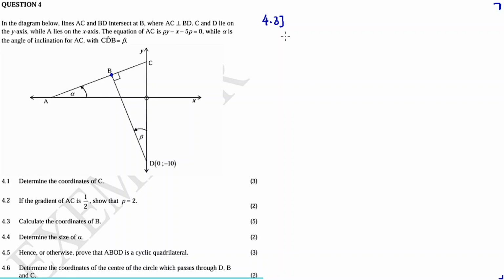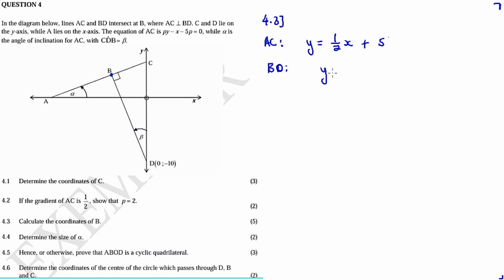So remember what we did in equation AC. We made y the subject of the formula, got 1 over p, and p is actually 2. So it's a half x plus 5. I have the equation of AC. Let's work out the equation of BD. How do I do that?